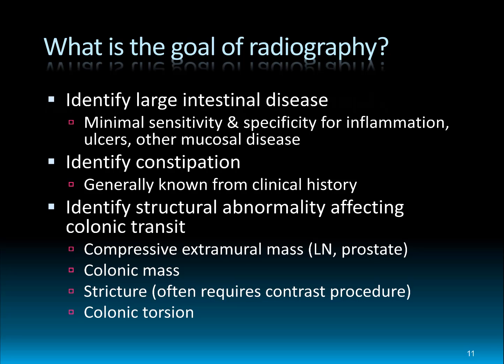And then we also want to be able to identify any sort of structural abnormality that may be causing a problem. Is there a mass outside the colon compressing the colon? Is there a mass of the colonic wall? Is there a stricture or a torsion? And not all of these are going to be directly identified with survey radiographs. You may need contrast radiography to really get your final answer here.